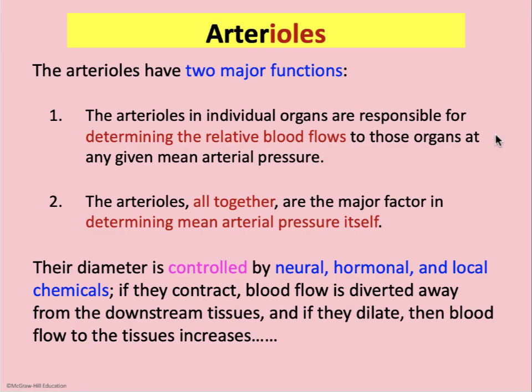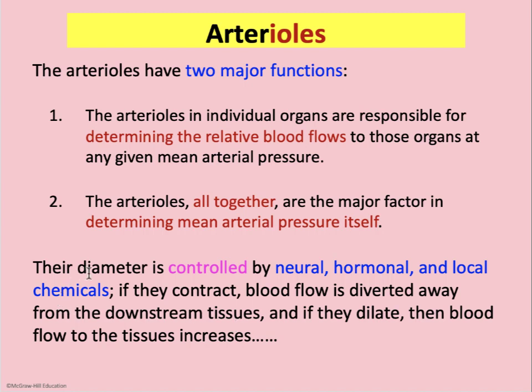The smaller arteries, known as arterioles, are slightly different from their cousins, the arteries. They have two major physiological functions. The first is they are responsible for delivering blood to organs based on the organ's requirements. The arterioles are more important than the arteries when it comes to determining MAP, the mean arterial pressure, because all blood has to flow through arterioles before it reaches all the different organs of the body.